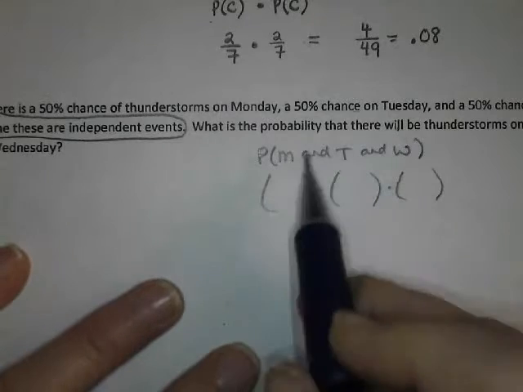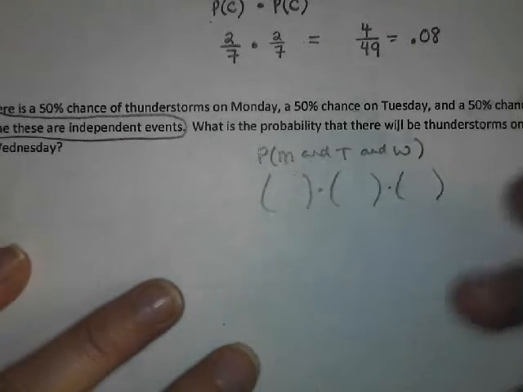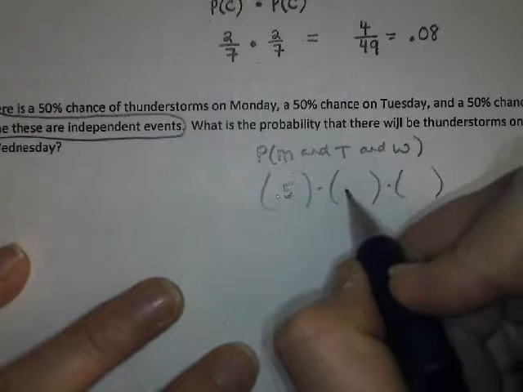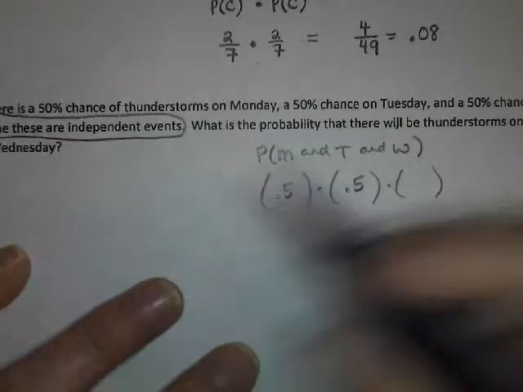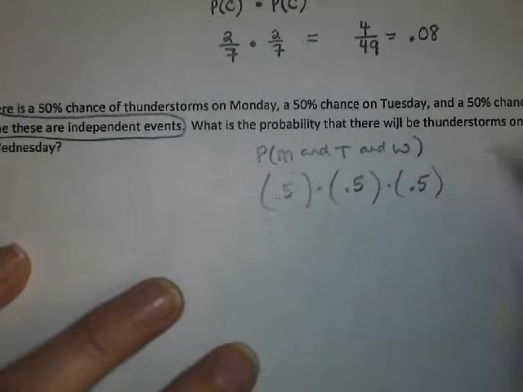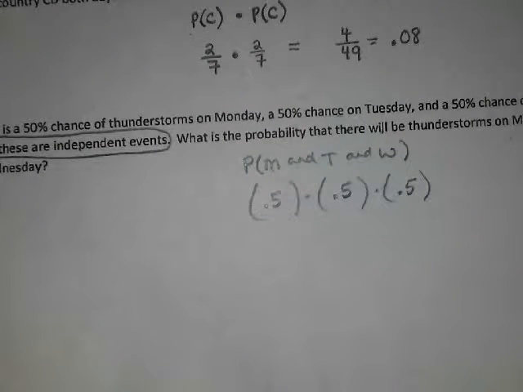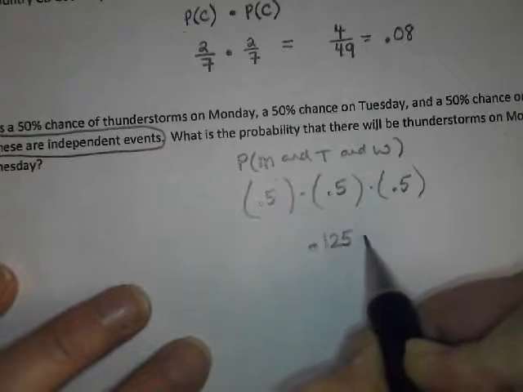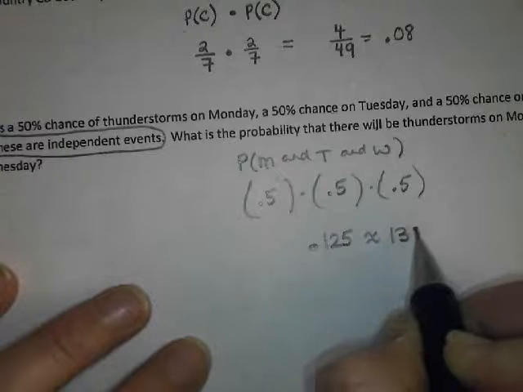The probability on Monday was 0.5. The probability on Tuesday was 0.5. The probability on Wednesday was 0.5. So the probability that we're unlucky enough to have these on all 3 days, Monday and Tuesday and Wednesday, this multiplies to 0.125, which is approximately a 13% chance.